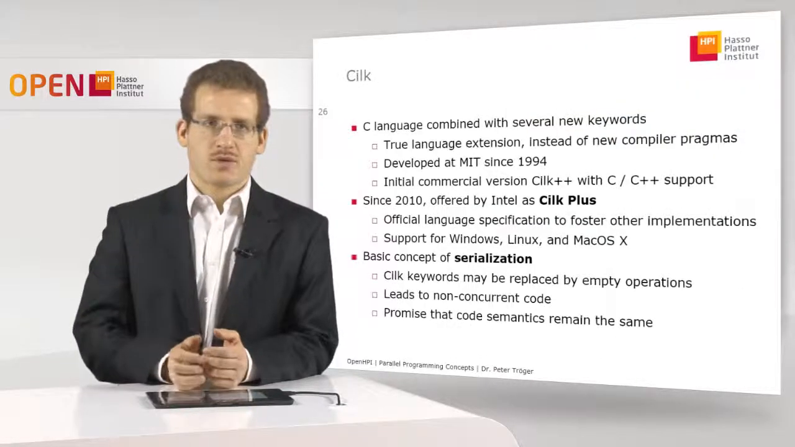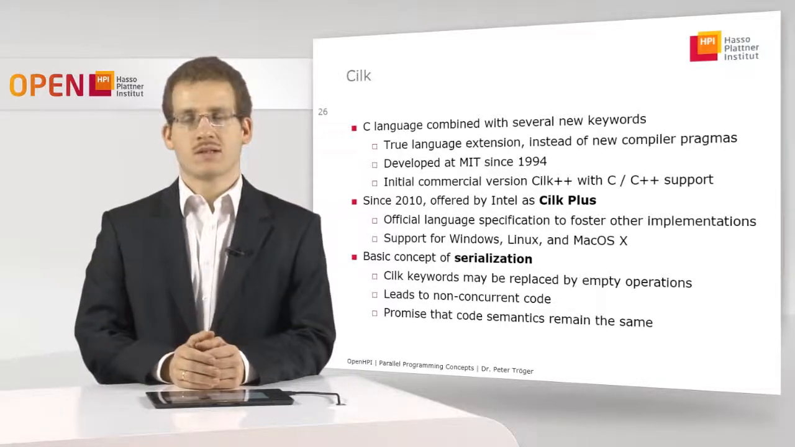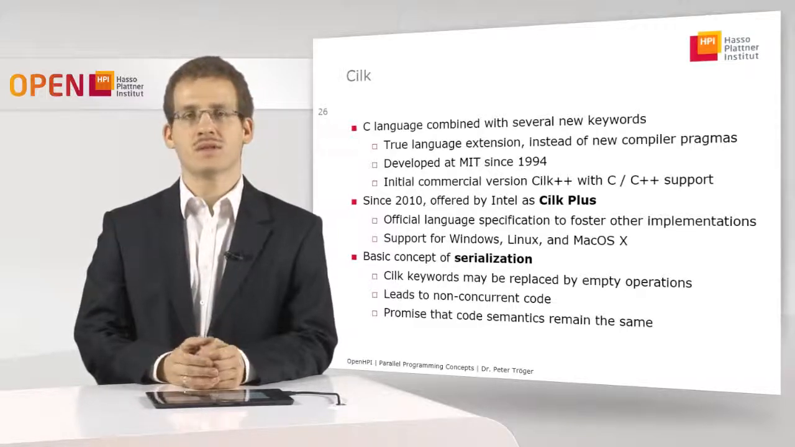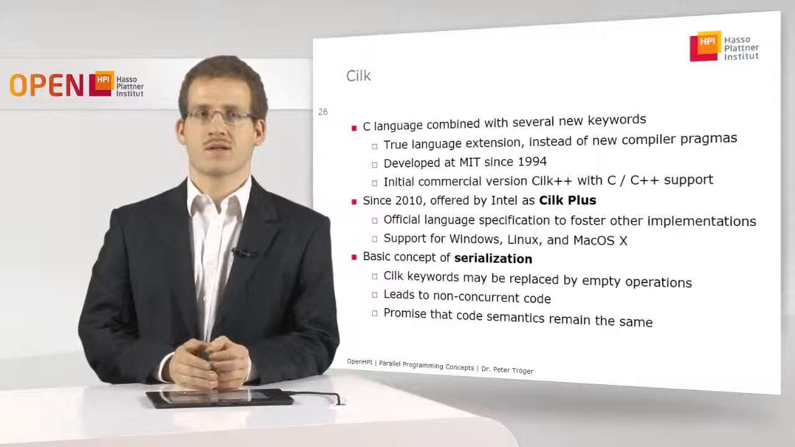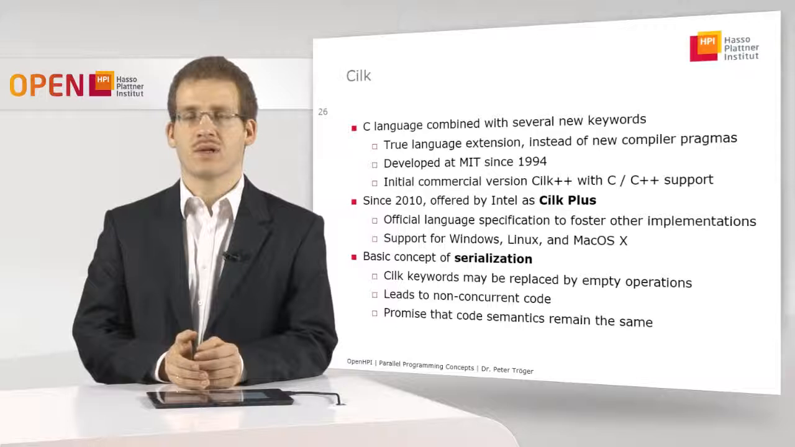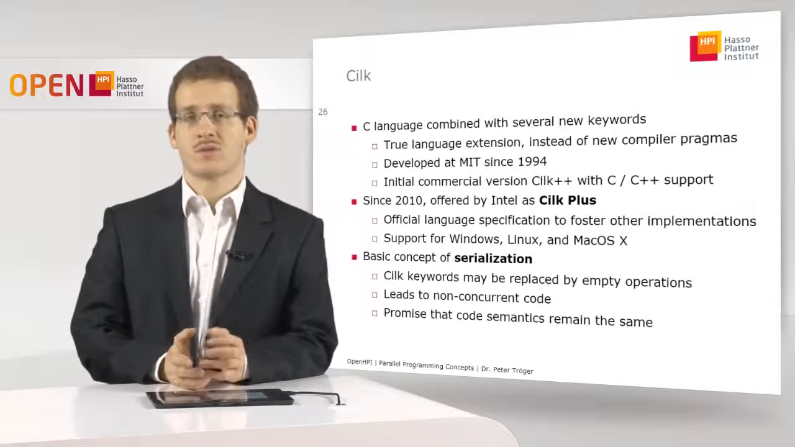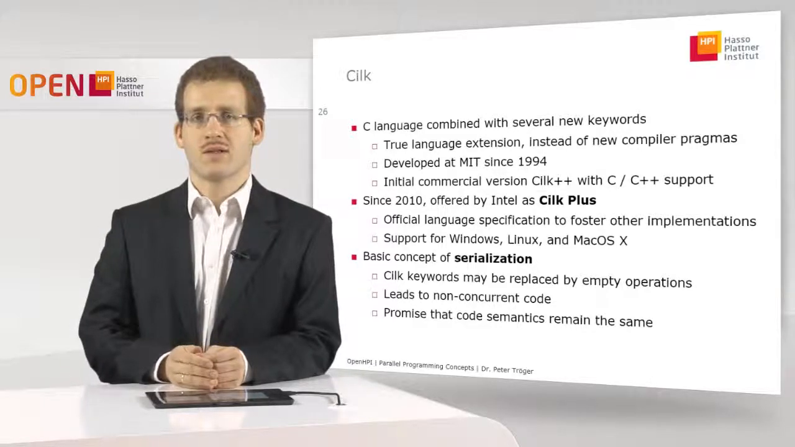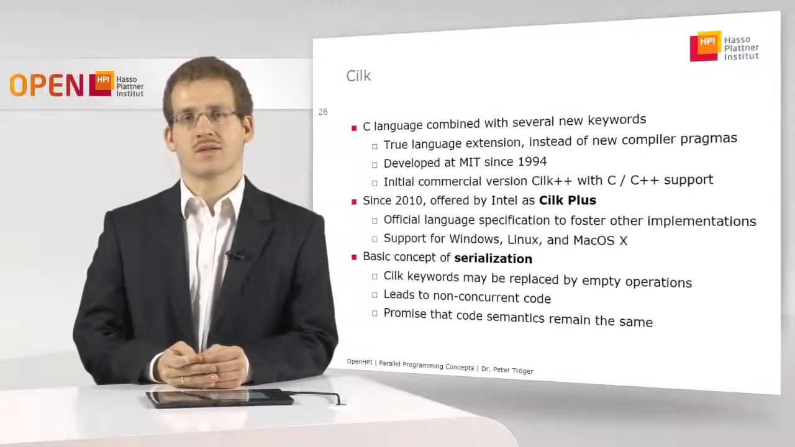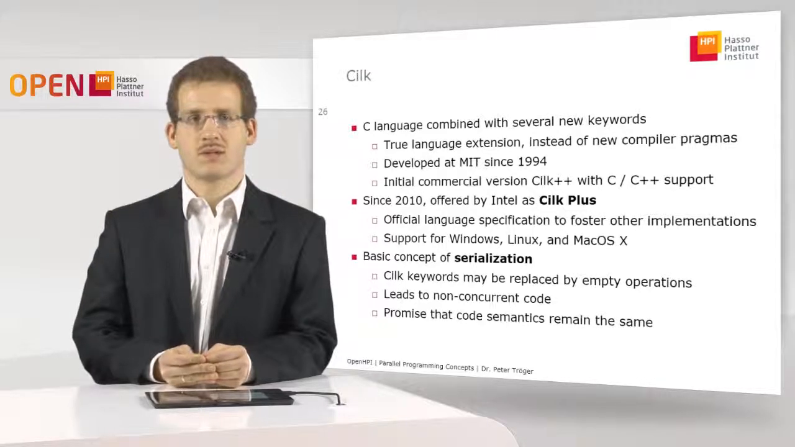A first example for task parallel programming beyond OpenMP is the Cilk language. Cilk is a derivation of the C programming language with several new keywords, and this is a true language extension in comparison to OpenMP, where we mainly had compiler instructions formulated as pragmas. Cilk is a comparatively old approach. It was developed at MIT and is maintained since 1994. And meanwhile, Cilk has a commercial version produced by Intel called Cilk Plus.